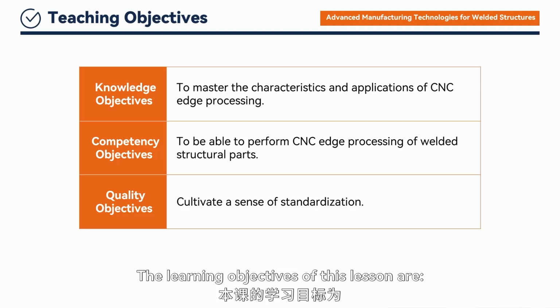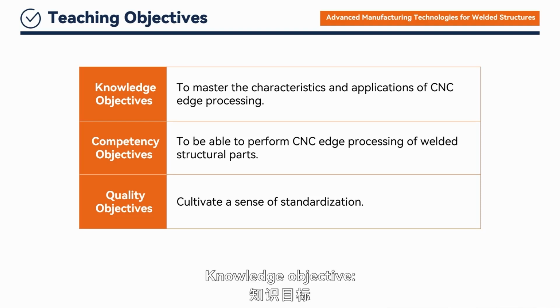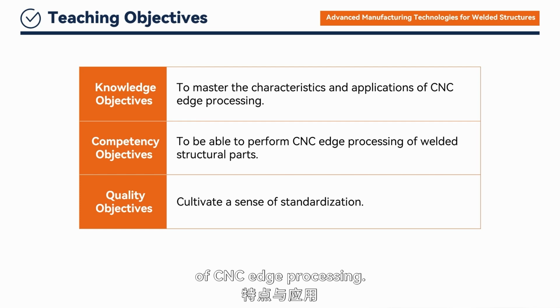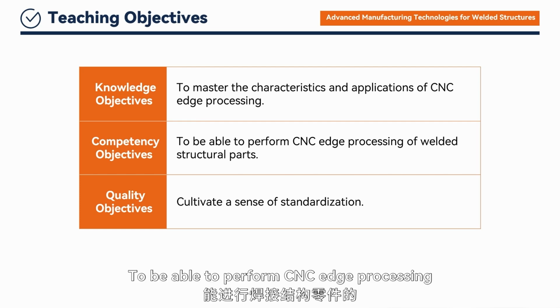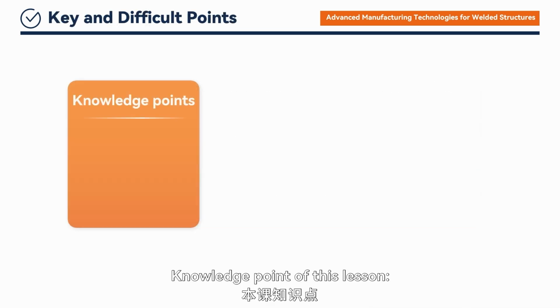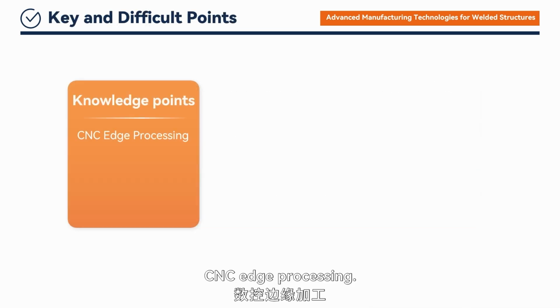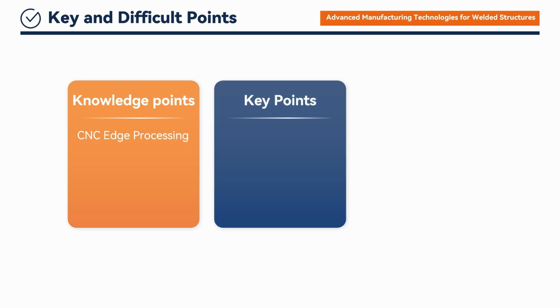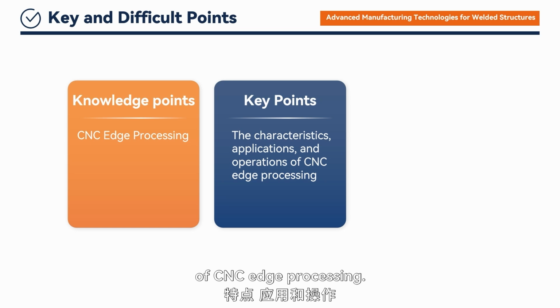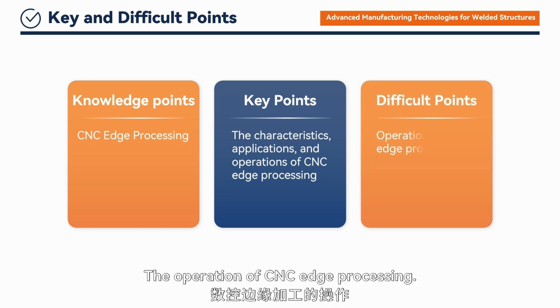The learning objectives of this lesson are: Knowledge objective: to master the characteristics and applications of CNC edge processing. Ability objective: to be able to perform CNC edge processing of welded structural parts. Quality objective: to cultivate a sense of standardization. Knowledge point of this lesson: CNC edge processing. Key point of this lesson: the characteristics, applications, and operations of CNC edge processing. Difficult point of this lesson: the operation of CNC edge processing.